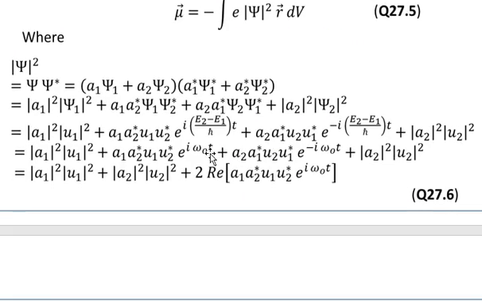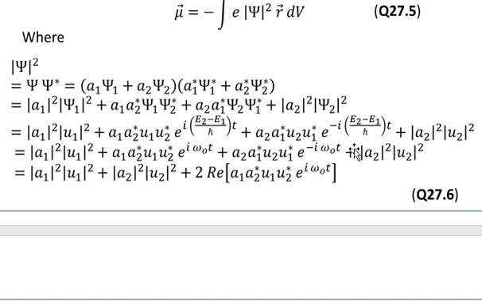Substituting these values, we have the term e to the power iota E2 minus E1 over h bar into t. So this term will appear, and also its conjugate, that is e to the power minus iota into E2 minus E1 over h bar into t. These two terms appear when we substitute the values of psi1 and psi2 in terms of their expansions.